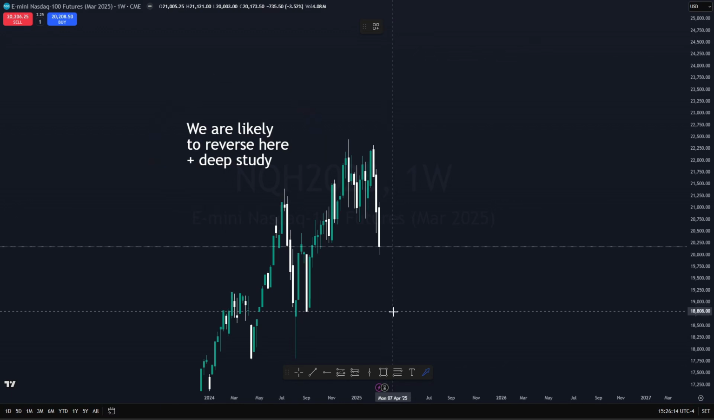We are likely to reverse here and finally get a move up so that we can catch the big short that is coming afterwards. In this video, I'm going to do a deep study of this week's price action, and I'm going to show you where it's likely that we reverse to the upside. So let's get into it.